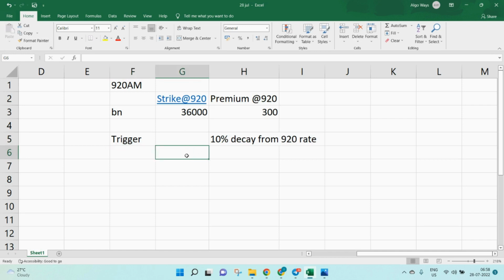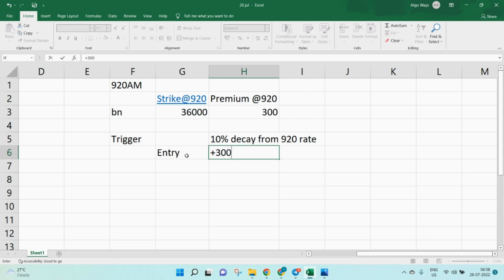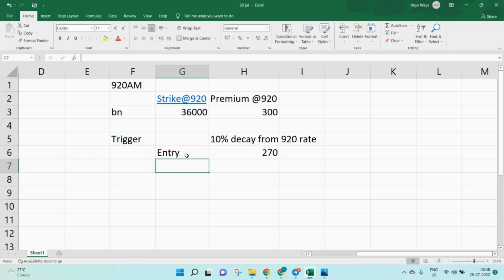So whenever this 300 rupees premium, which was at 9:20, goes down by 10%, so that is 300 into 0.9, we sell this particular strike. This is applicable for both call option and put option, CE as well as PE. So we will note down what is the CE of that particular strike, which was ATM at 9:20, and we will note down the PE also. So suppose PE is at 350.